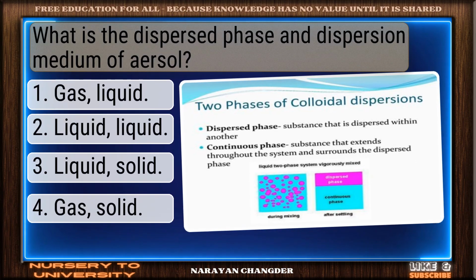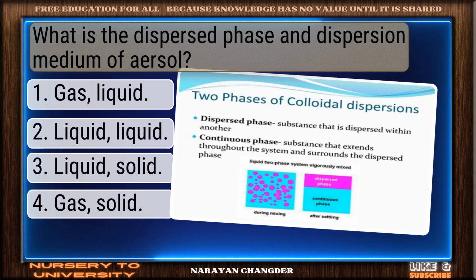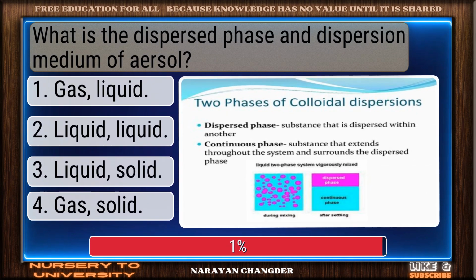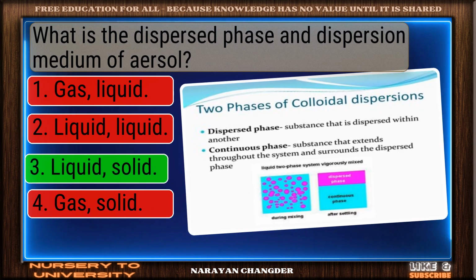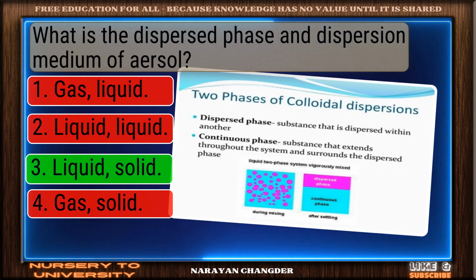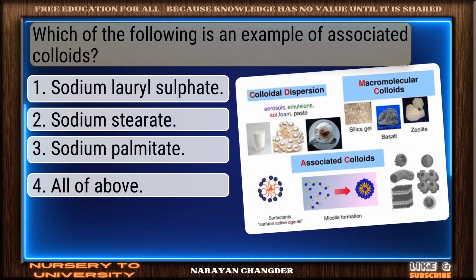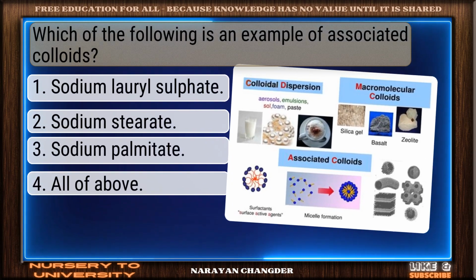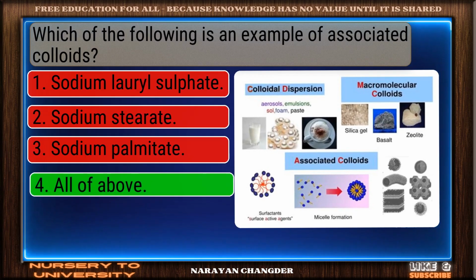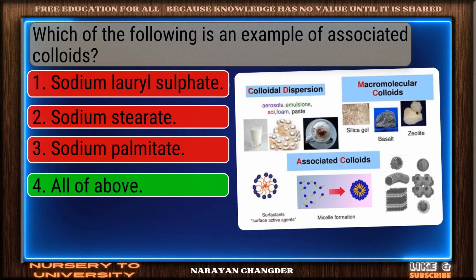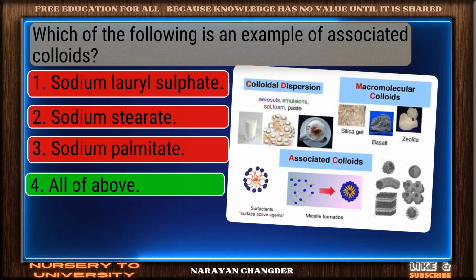What is the dispersed phase and dispersion medium of aerosol? On track. Liquid, solid is the correct answer. Which of the following is an example of associated colloids? Nice selection. All of above is the correct and valid answer.